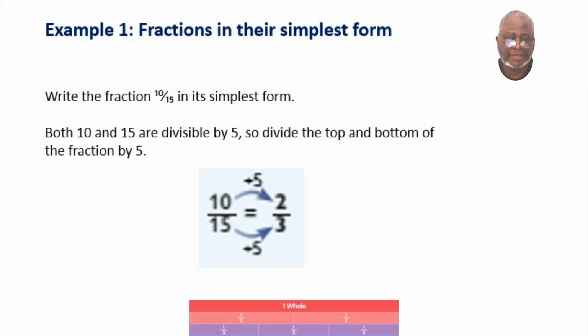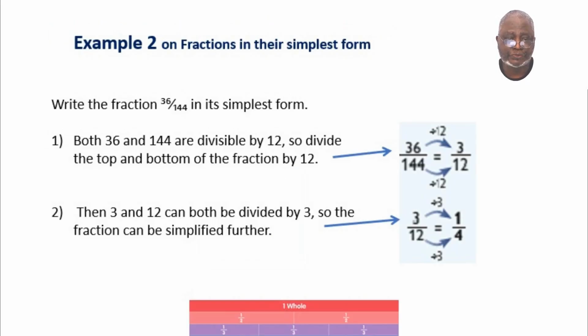Example 1. Fractions in their simplest form. Write the fraction 10/15 in its simplest form. Both 10 and 15 are divisible by 5. So divide the top and bottom of the fraction by 5 and you will have 2/3, as you can see at the bottom there. Example 2.